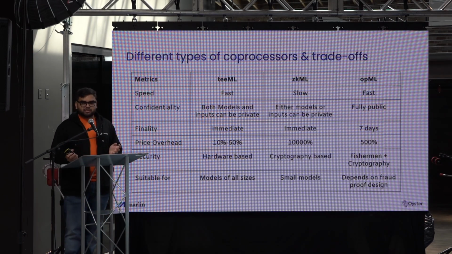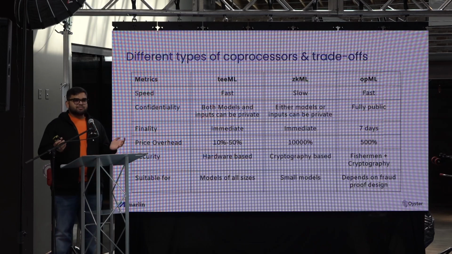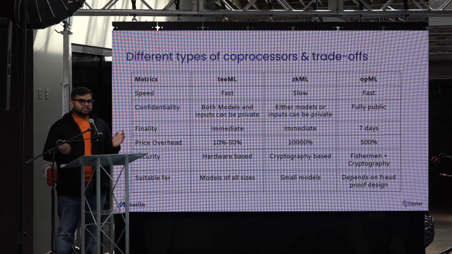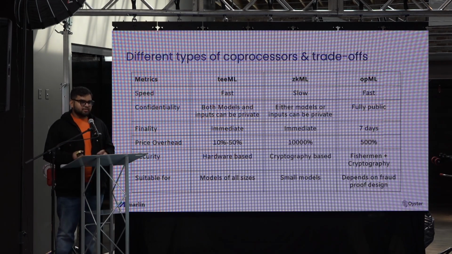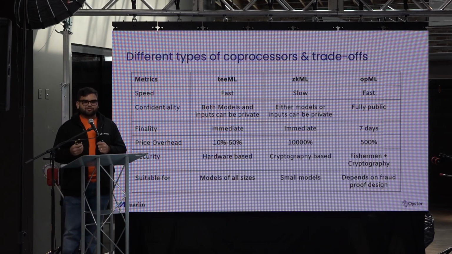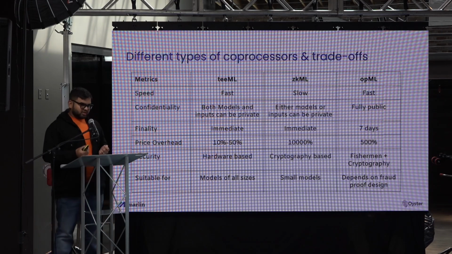And in terms of suitability, where is TML suitable? TML is suitable for all kinds of models, be it small or large. Fun fact, we are able to run Llama 2 and Mistral on TML, right? So zkML, at this point, the way it is, is only suitable for smaller models. Probably you can run a tiny Llama maybe, but yeah, no one has tested it yet, right? And in terms of OPML, it's pretty much dependent on how the protocol has designed the fraud proof design, right?